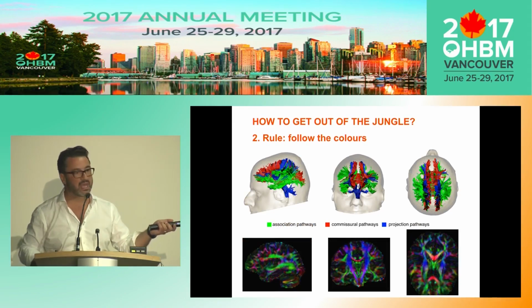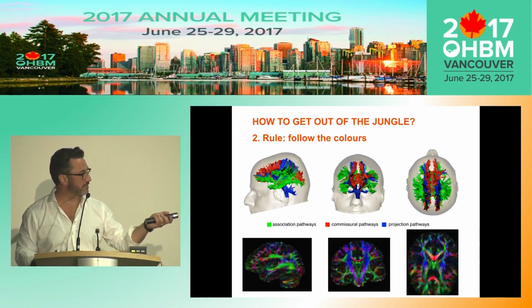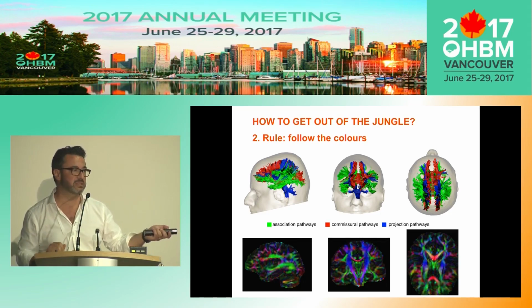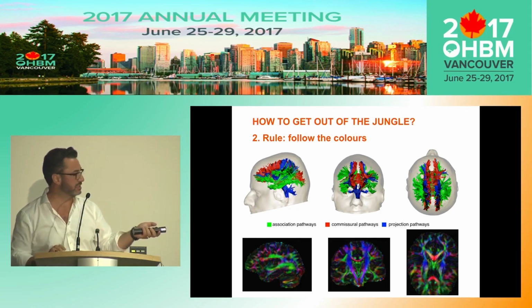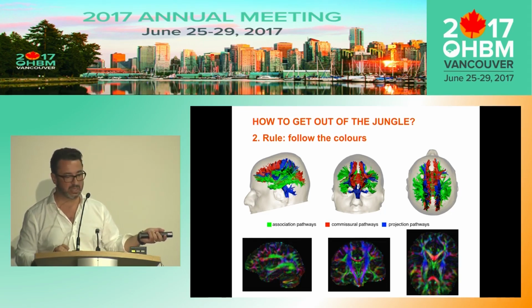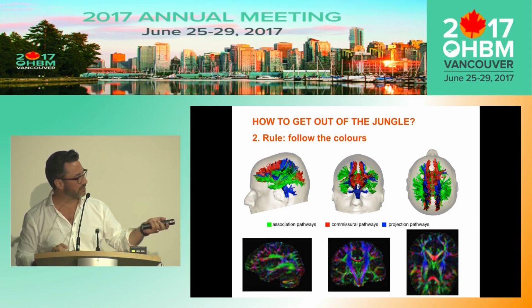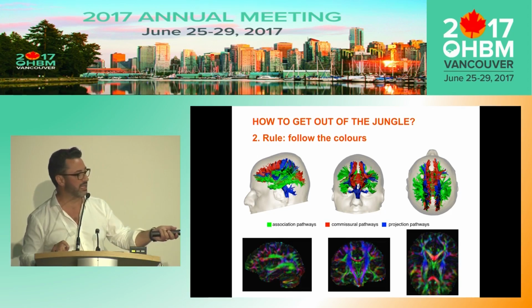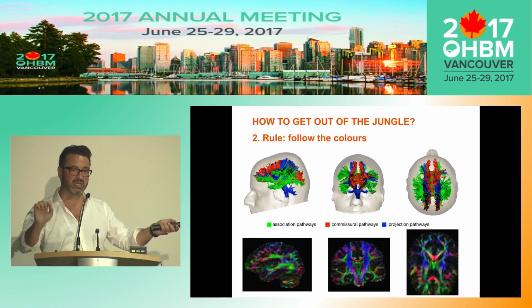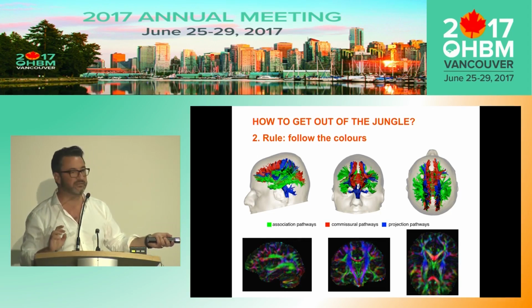Now, the second rule is that when you look at the tractography, just follow the colors. Tractography allows you to see the orientation of the fibers, or the fibers within voxels, and there is a color coding. Now I'm telling you what the color coding is. We use green for association pathways, red for commissural, and blue for projections. But be careful, because according to what you're looking at, whether the color coding refers to the entire streamlines or just the voxels, you have different information.